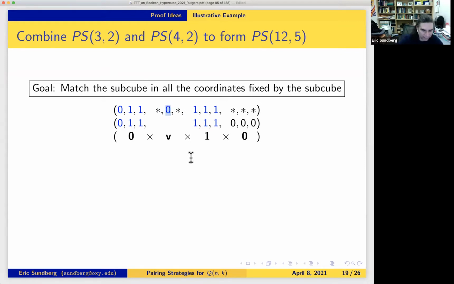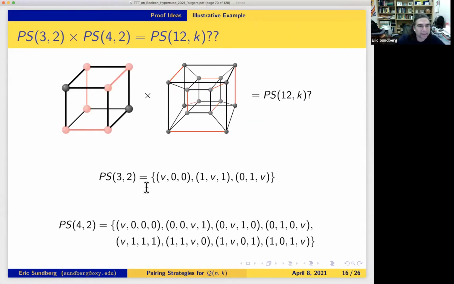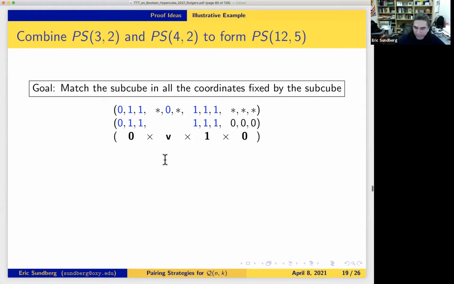And we could jump back and look at PS32 and look for what that edge is. It's this one right here, V00, has a 0 in its second coordinate. So that's what I want to pick for my second bin. So right here, my second bin from my pairing strategy PS32, I'll pick V00. And now we notice that this edge right here is in the Cartesian product set, and it does match this subcube on the 7 coordinates fixed by that subcube, so it blocks that subcube.